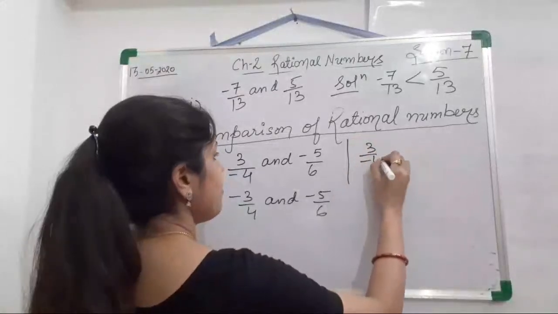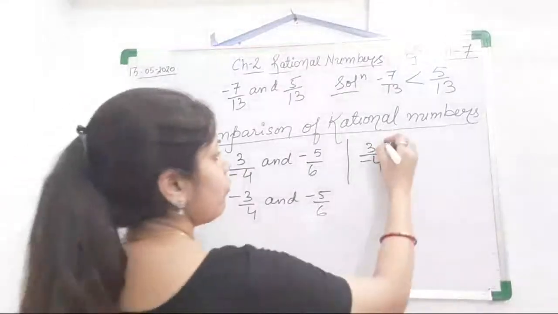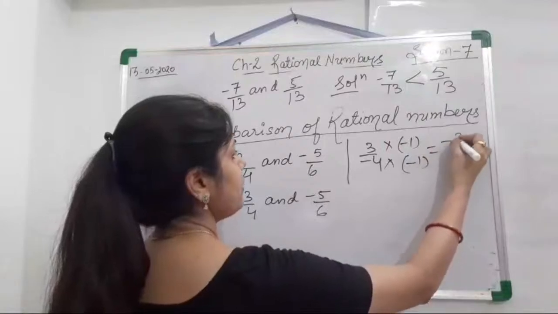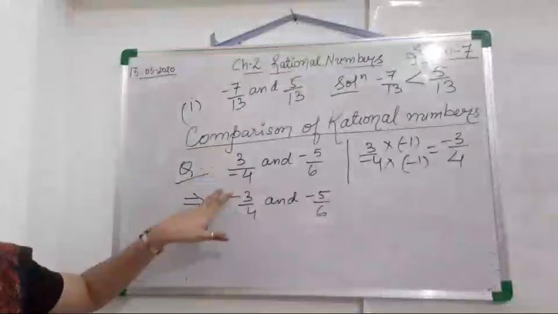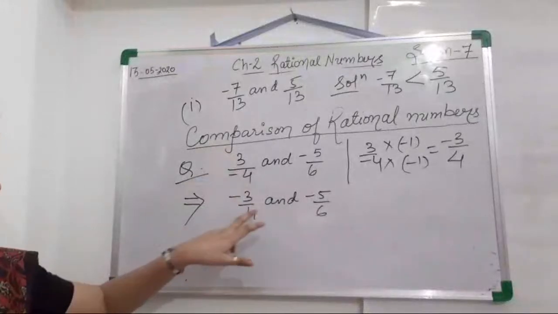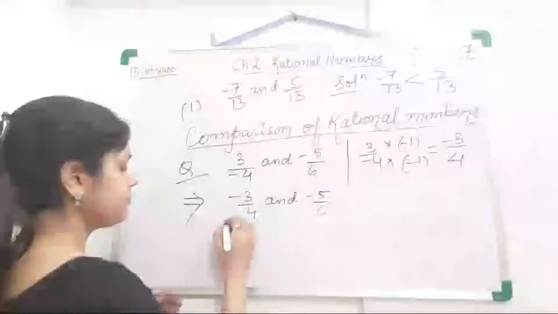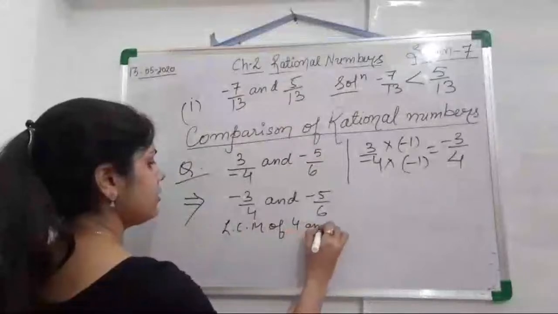3 upon minus 4. The denominator is negative here, so you will multiply by minus 1 in the numerator and denominator. You will get minus 3 upon 4. So directly, 3 upon minus 4 will be written as minus 3 upon 4, and minus 5 upon 6. Now you will take out the LCM of 4 and 6.